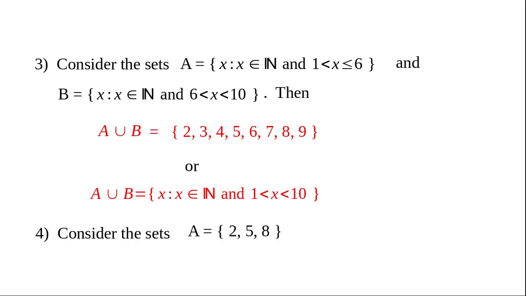Consider the sets A equals {2, 5, 8} and B equals {}, the empty set. Then what is A union B? Here A contains 3 elements 2, 5, 8 and B contains 0 elements. A union B is the set of all elements which are either in A or in B or in both. Since B contains 0 elements, A union B is equal to A itself. Very simple, very clear.